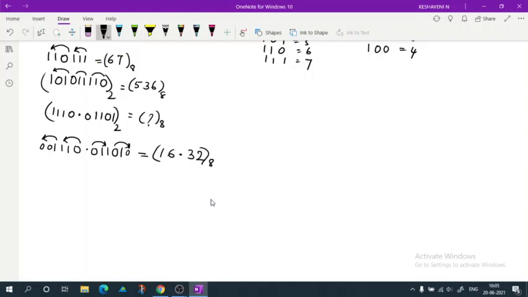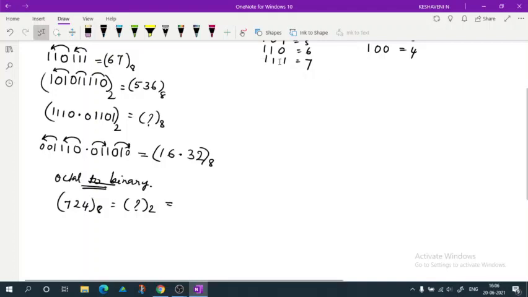Next consider octal to binary. Now I'll consider one example, 724, which is in octal. That is equal to how much in binary? Now this can be written the easy way. See how to represent 7. As I've already told you, 7 is represented as 111.